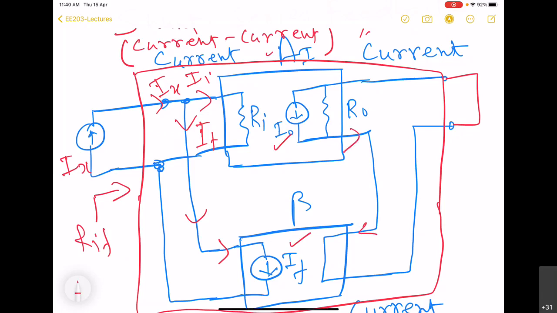So this time you can see that the feedback network has RIB equal to 0, so it is like a short circuit. This short circuit is actually visible here also. That means this IF that flows into this is actually going to be equal to this entire current that is being produced there.